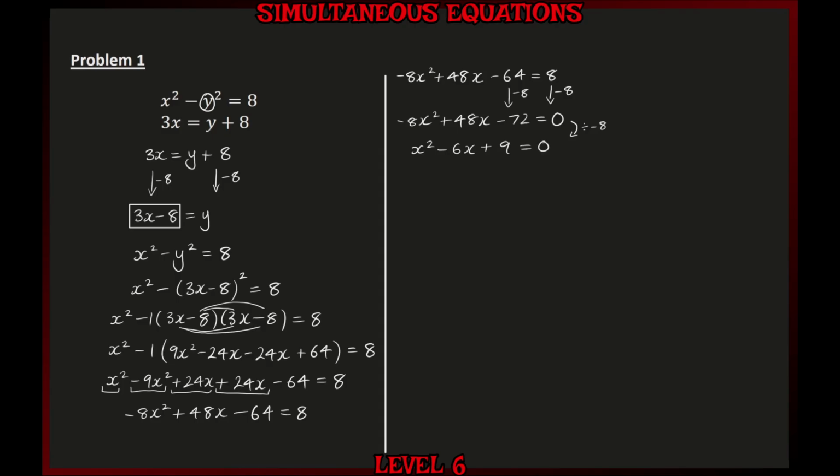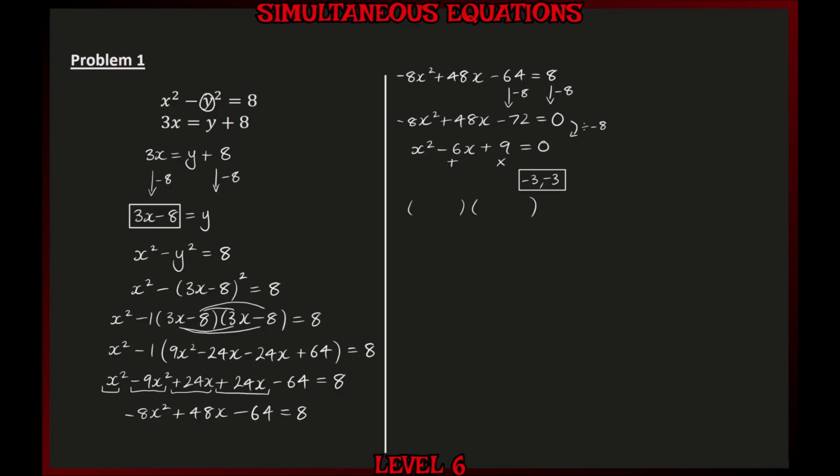We can now try and factorize this. We can do this by finding two numbers that multiply to make 9 and add to make minus 6. Those two numbers are minus 3 and minus 3, because minus 3 added to minus 3 is minus 6, and minus 3 multiplied by minus 3 is positive 9. So we can factorize this by writing out two brackets.